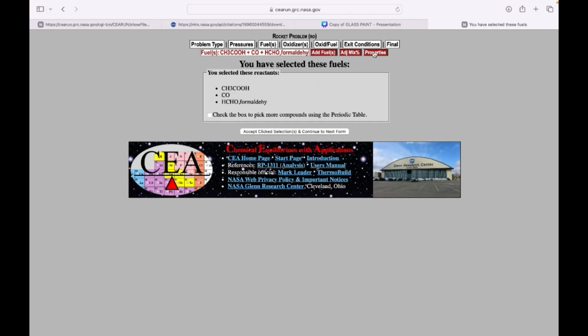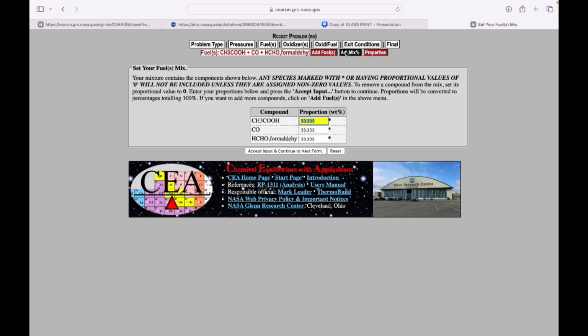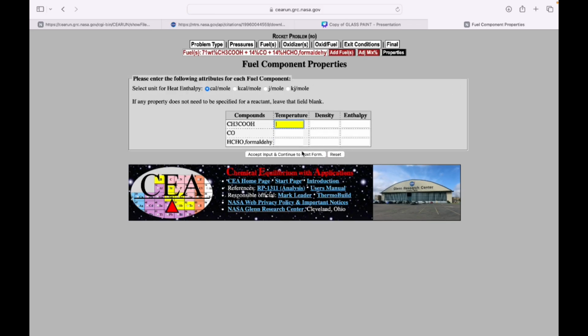So we are going to try it with this sugar acid, which is kind of close to sugar. So let's see what happens. So this is 5 parts of CH3COOH and 2 parts of carbon monoxide and 2 parts of formaldehyde, which gives us 100% of this fuel. That's the sugar acid.